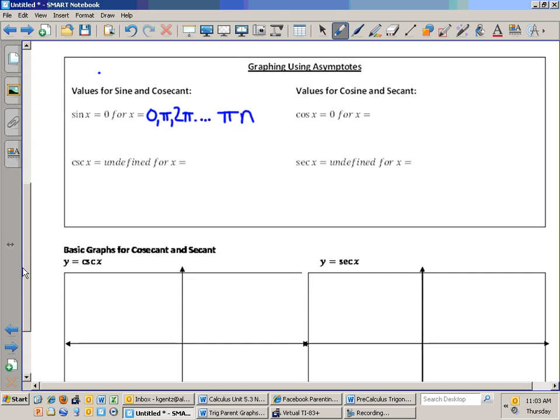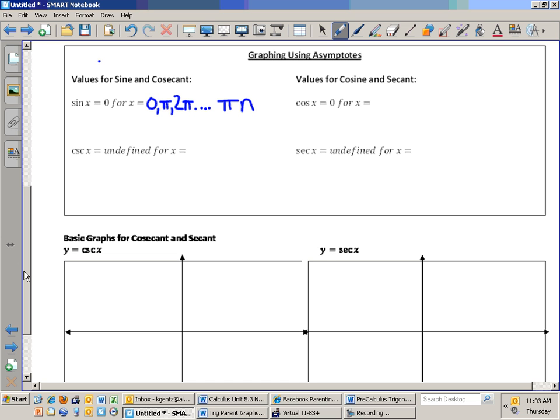So we'll see. All right, values for sine and cosecant. Sine is equal to 0 for 0, pi, 2 pi, or any pi times an integer. For example, 79 pi, 80 pi, 81 pi. Any multiple of pi, it will be equal to 0. Well, what's the reciprocal of 0? Undefined. So that means that cosecant is undefined at 0, pi, 2 pi, and not pi to the n, but pi times n. Pi times any integer.